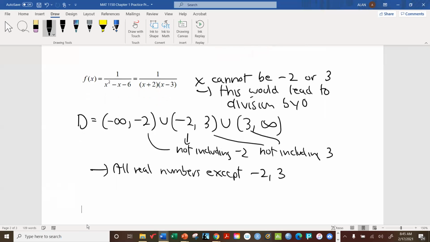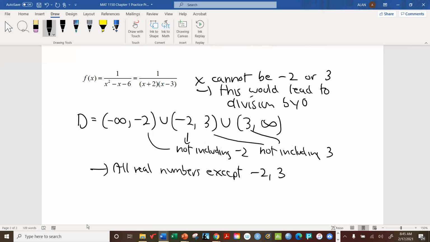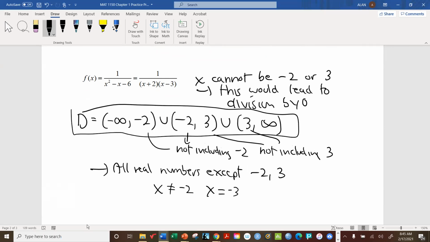In fact, in some books, all you have to do is write x is not equal to -2, that kind of thing. But this is the more formal way of writing it, the interval approach.